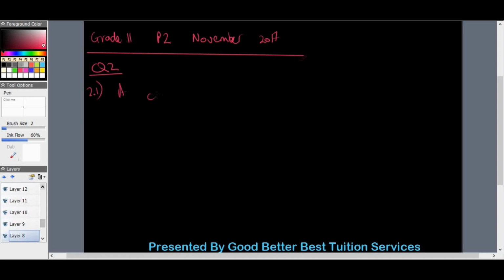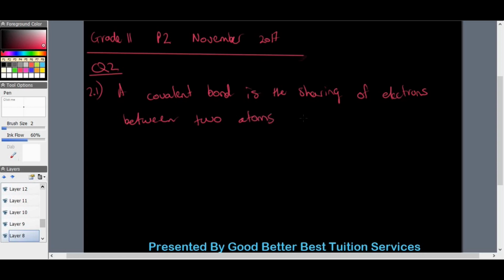Well, a covalent bond, let me write the word bond there. A covalent bond is the sharing of electrons between two atoms to form a molecule. That's in a nutshell what a covalent bond is.